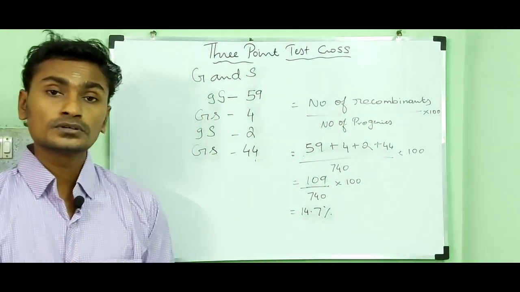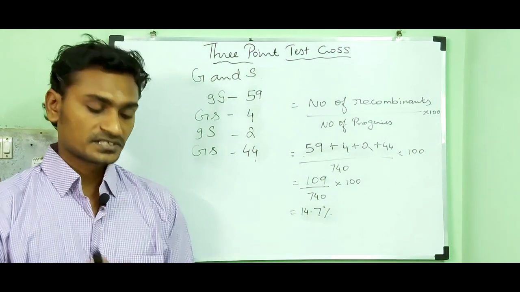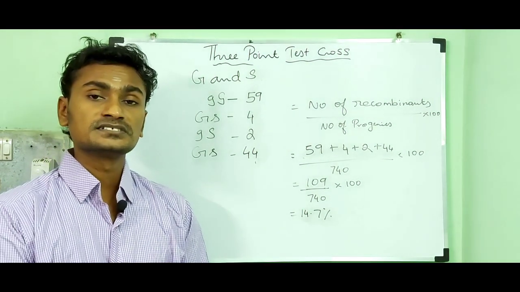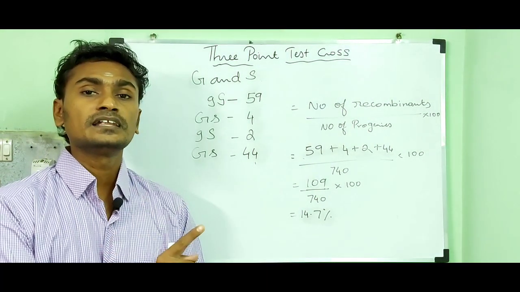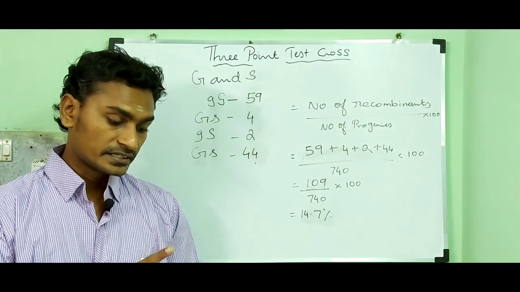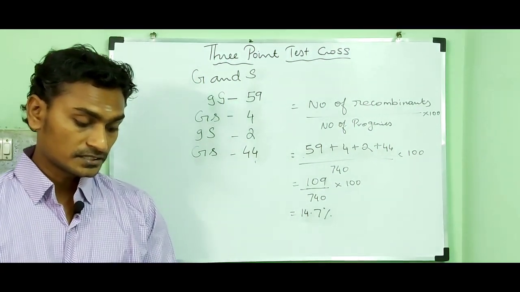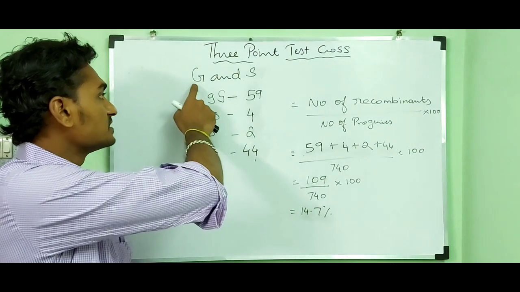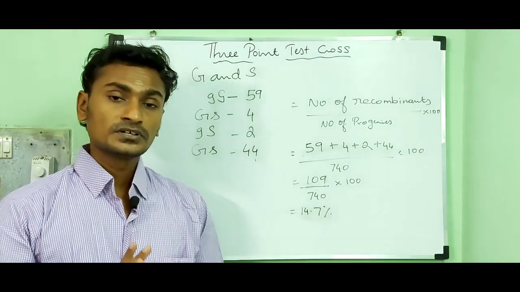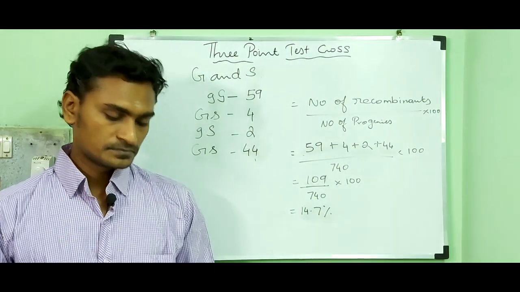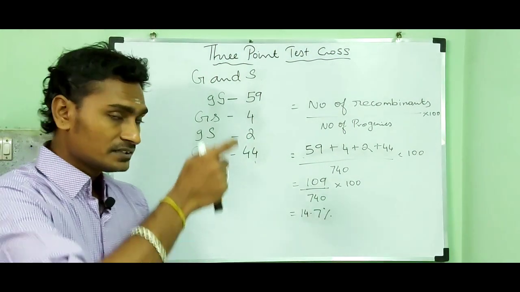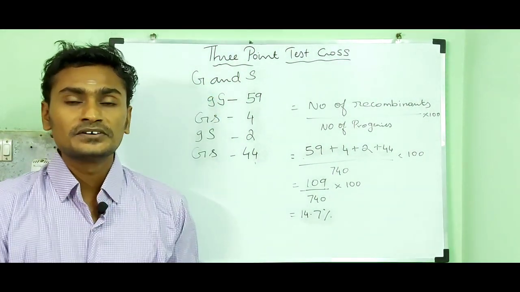G is about 23.7%, and the recombination frequency between the allele L and S is about 10.7%, and the recombination frequency between the allele G and S about 14.7%, and all the values are less than 50%.